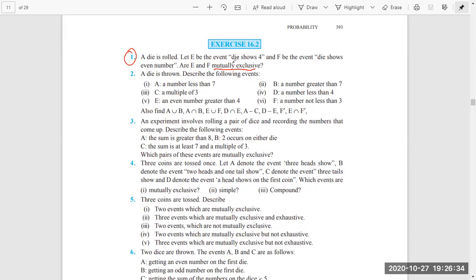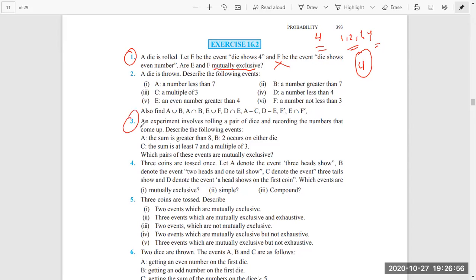No. Why? I want the reason. Because it won't be a null set. You will get 4 as the common intersection. It is not a null set, so it is not mutually exclusive. So E and F are not mutually exclusive.